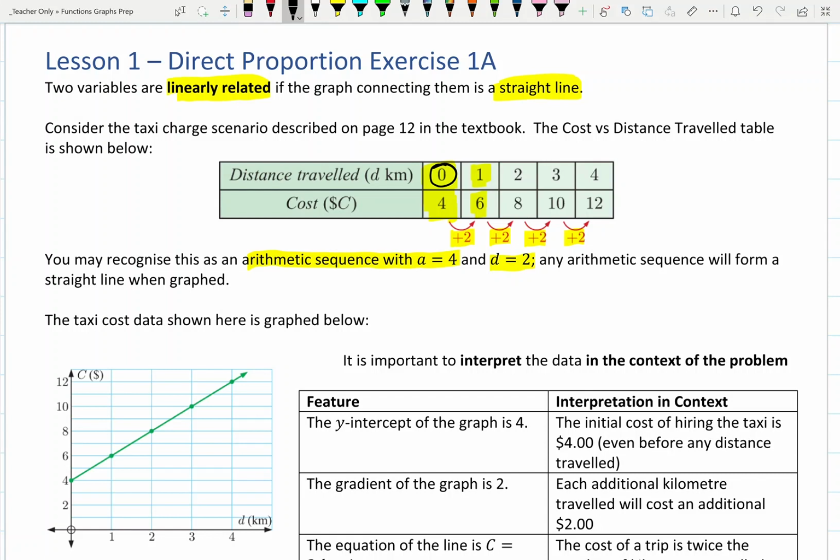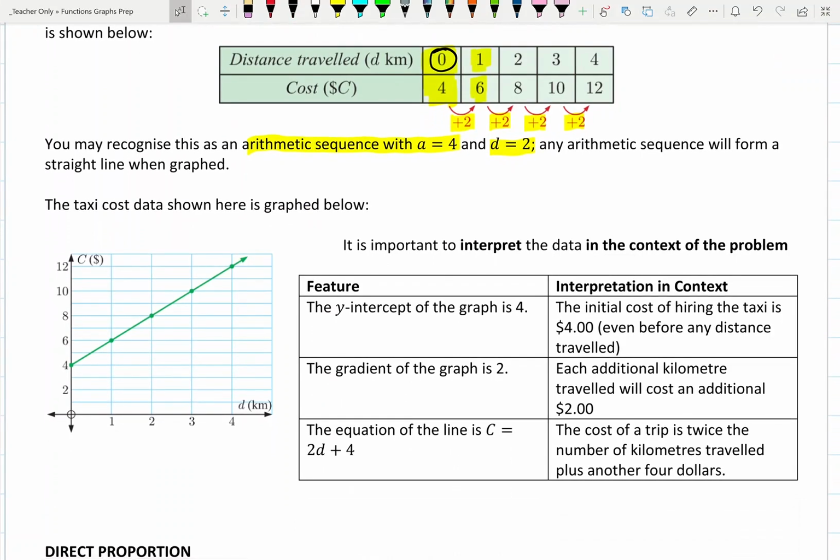In terms of the geometry of an arithmetic sequence, if you plot the terms of any arithmetic sequence, it will come out as a straight line. So the graph of the taxi cost is shown here for you. One thing I don't like about this graph is it's missing a title, and it should be whatever our y variable is versus our x variable. So cost versus distance would be a suitable title for this graph.